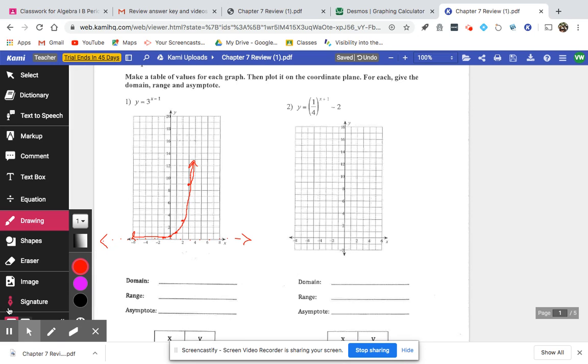In interval notation, the domain is all real numbers. The way we represent that in interval notation is negative infinity to infinity. Again, parentheses because infinity is not a number.